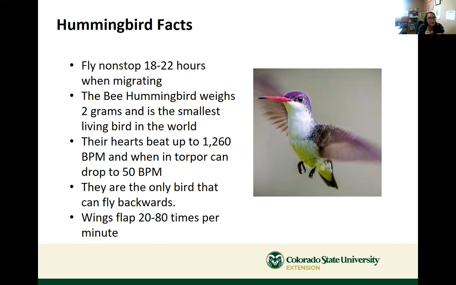That's a lot. But when they are in cold temperatures, they go into something called torpor, and they can drop their body temperatures. And when they're in torpor, they can go down to 50 beats per minute. That's a huge drop. They are the only bird that can fly backwards. Kind of cool. And their wings flap 20 to 80 times per minute. So you can see why they need a lot of nectar for a lot of energy.